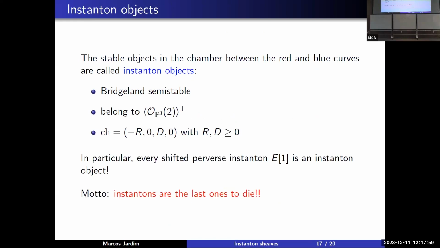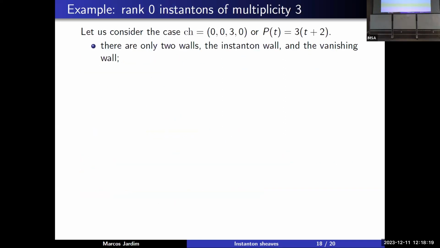And I like this motto, that the instantons are the last ones to die because they are stable at infinity. They cross a bunch of walls. They survive up to when everybody dies. So they are the last ones to die. They are the last ones to be destabilized in this sense. But there is more stuff in some sense.